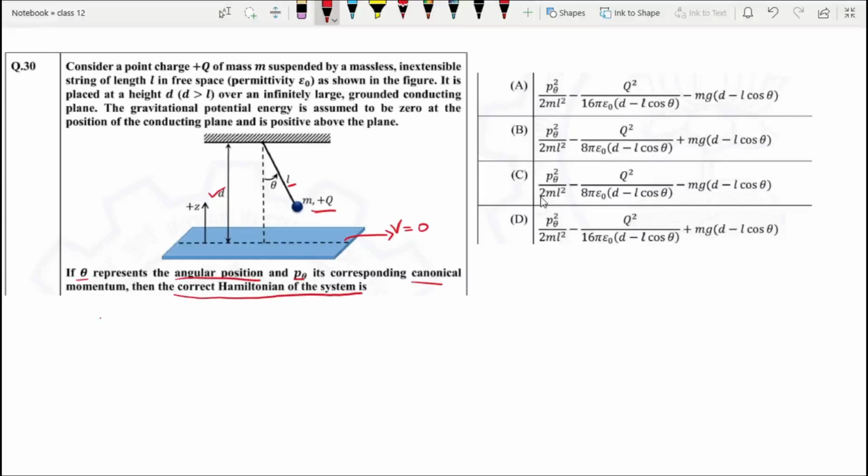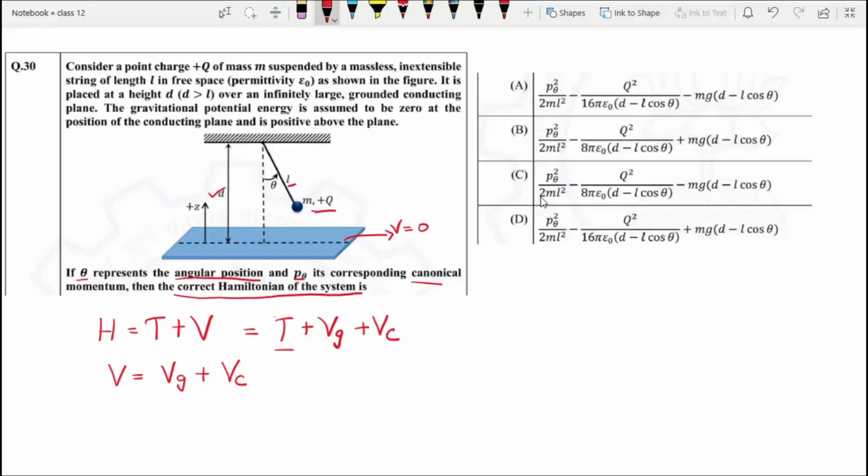Okay, so the Hamiltonian is given by the kinetic energy plus the potential energy. Here the potential energy is an addition of two terms: one is the potential energy due to gravity and the other is the potential energy due to the conducting plate. So the Hamiltonian will be T plus Vg, the potential energy due to gravitation, plus Vc, the potential energy due to the conducting plate. First we will find the kinetic energy and the potential energy due to the gravitational force.